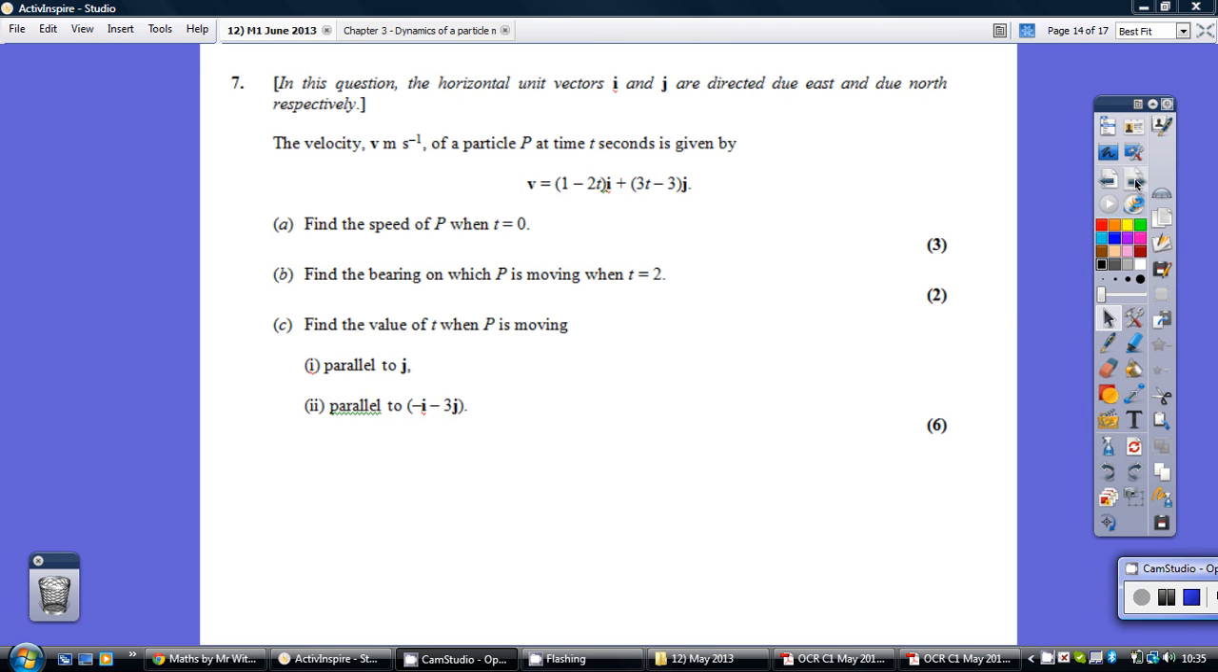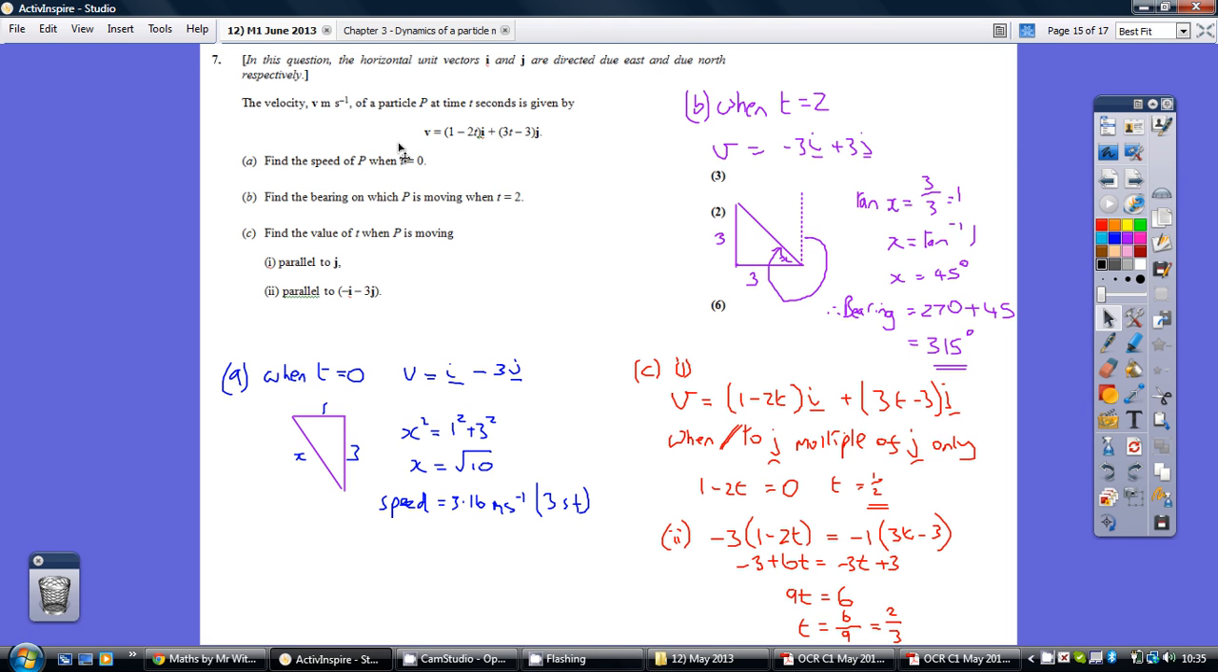Question 7. Part A is when t is 0, so substituting t being 0, we get 1 lot of i and minus 3 lots of j. So v is minus i minus 3j, so just picture that vector, that's 1 to the right and 3 down. Using Pythagoras, the length of that, the speed of the hypotenuse, is 3.16 meters per second.